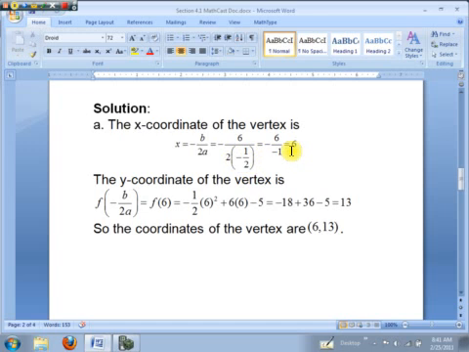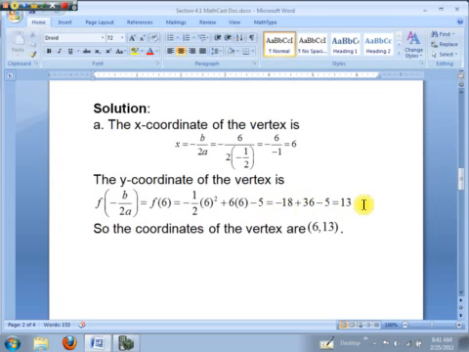To get the y-coordinate, we simply plug that x value into our function. In other words, evaluate f at 6. And if we do that, notice here we have negative 1/2 times 6 squared, so that's negative 1/2 times 36 to get negative 18. 6 times 6 is 36, and then if we subtract 5 and combine all that, negative 18 plus 36 minus 5, we get 13. So that gives us the coordinates of the vertex.